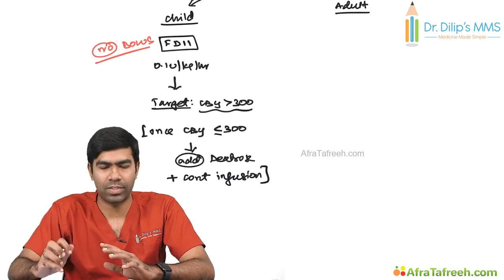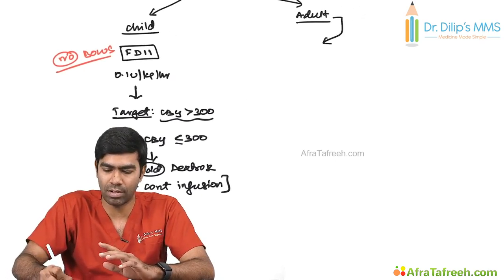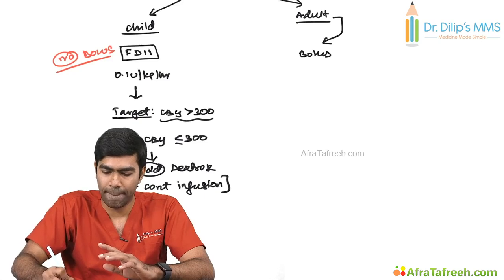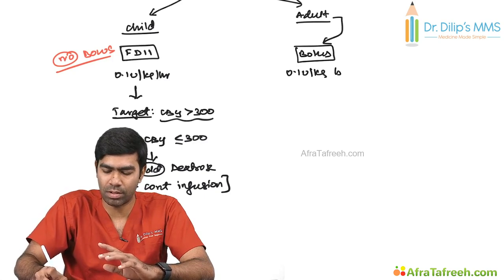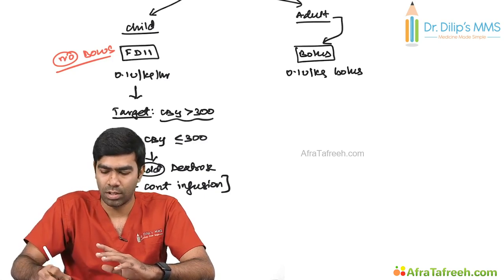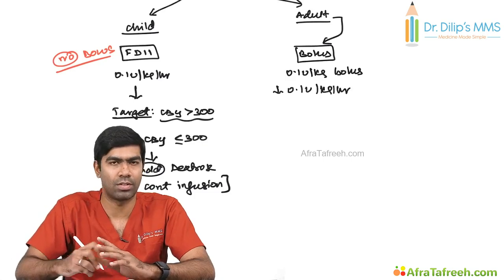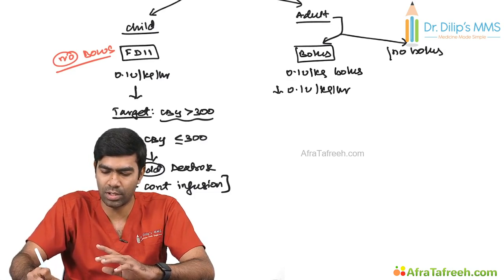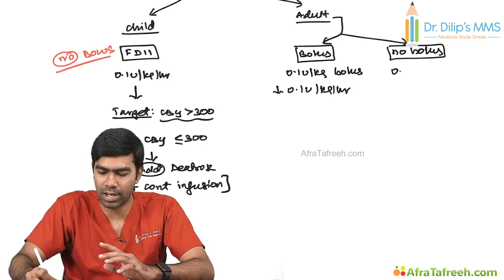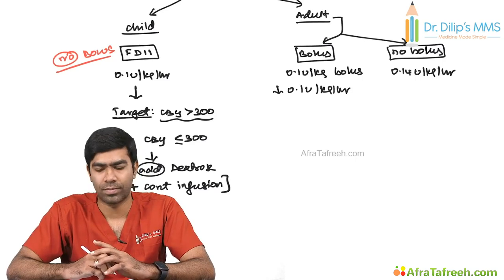In adults, there are many ways to start the insulin infusion. So first, you have a bolus technique where initially you will give 0.2 units per kilogram bolus, followed by infusion of 0.2 units per kilogram per hour. So this is one technique. Second is a no bolus technique. So straight away you can start with infusion like in children, but at a higher dose of 0.14 units per kilogram per hour.